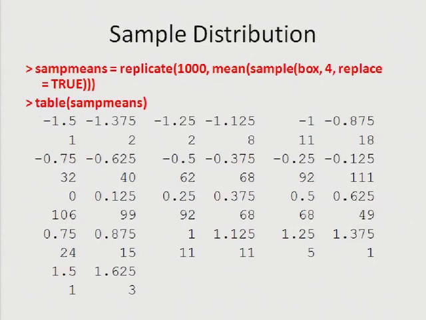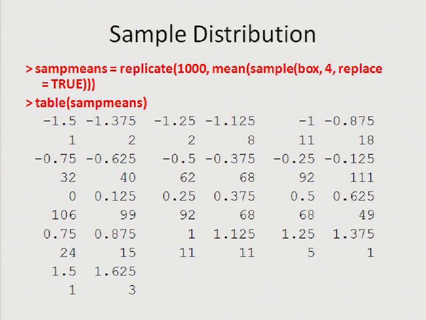Okay. So here's this command. I use this command called replicate 1,000. That means I'm going to do this 1,000 times. So what did I do? I take the sample from the box with replace equals true. That means I put it back in. The mean tells me I take the average of it, and the replicate tells me I do it 1,000 times. So now I have a vector called sample means, which has 1,000 numbers.